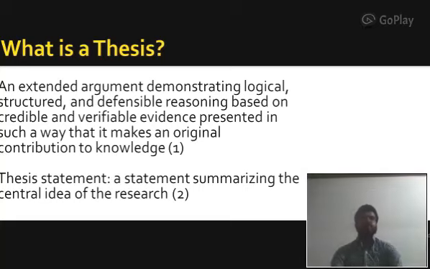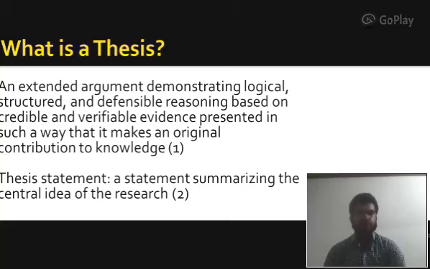Now there are actually three things I want to elaborate on with relevance to this definition of a thesis. First is the idea that it is a long argument, and I'll be explaining what an argument means in a minute. The second thing that you need to understand about this definition is that it is based on reasoning.